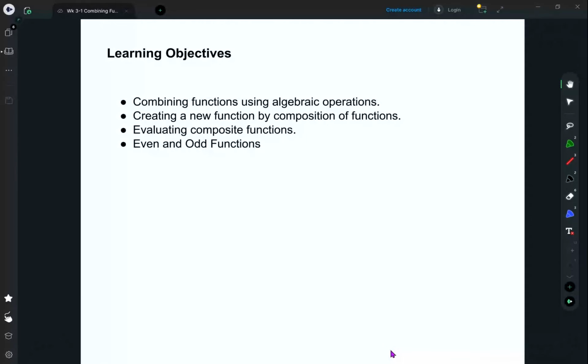Hi, and welcome to the video on combining functions. Our learning objectives today are to combine functions using algebraic operations, create new functions by composition of functions, evaluate composite functions, and then we're going to talk a little bit about even and odd functions. So let's go ahead and get started.